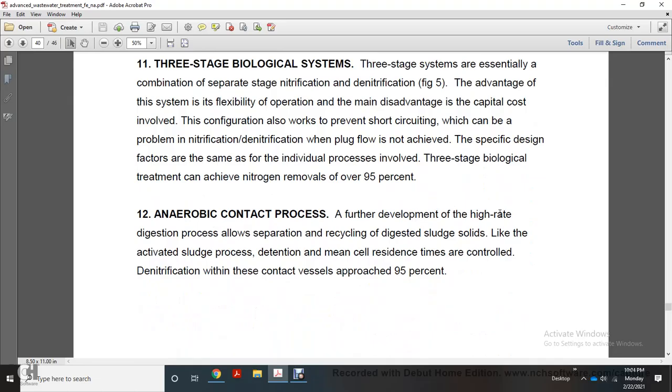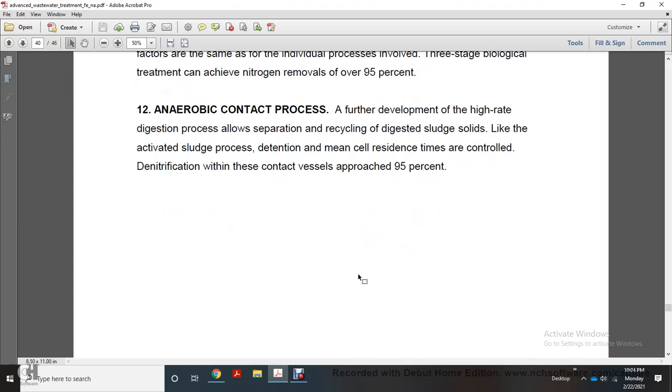Anaerobic contact process, a further development of the high rate digestion process, allowed for the separation and recycling of the digested sludge solids like activated sludge, so detention and mean cell residence times are controlled. Denitrification within these contact vessels approaches 95%.